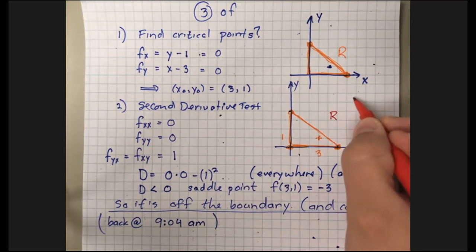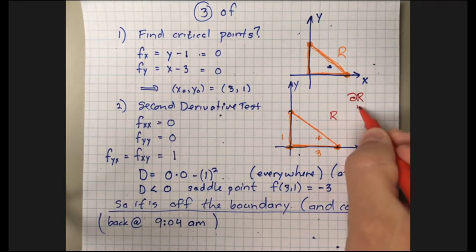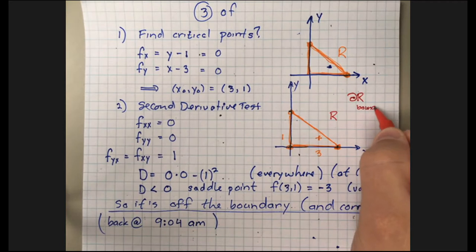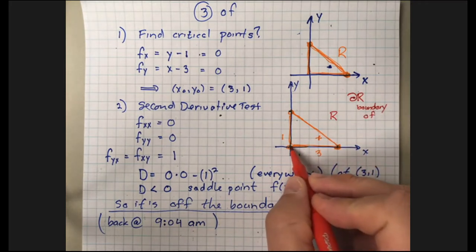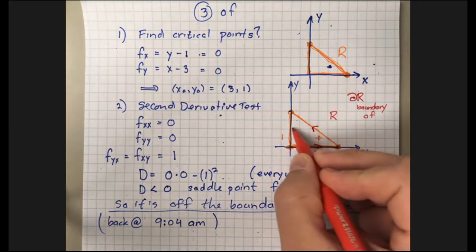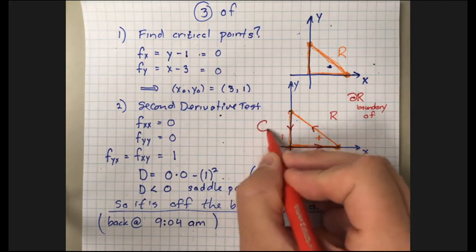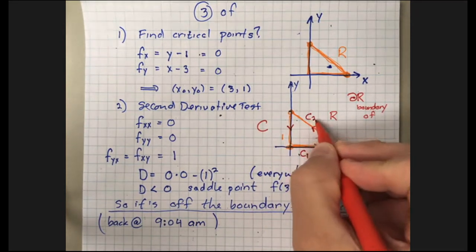So let's examine the boundaries of this region R. Sometimes you see people write that curly partial symbol, partial R, to mean boundary of R. But I don't think that's so critical here. Let's just say the boundary of R is a curve in three pieces. Let's call that curve C, made up of C1, C2, and C3.